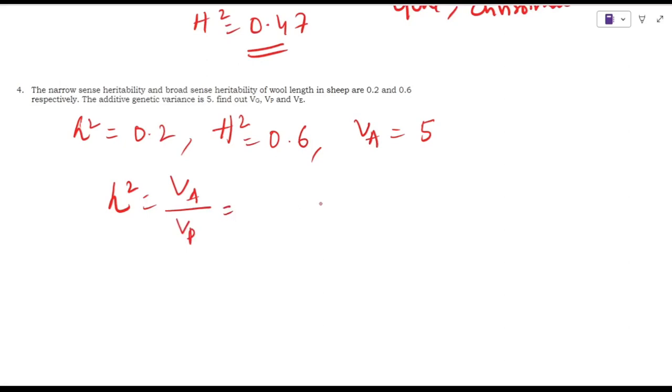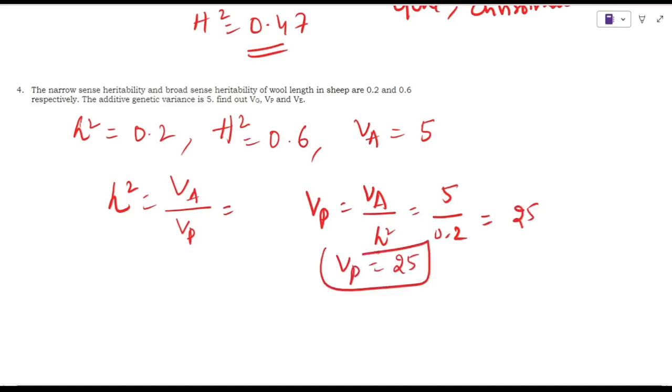So in that, Vp is equal to Va divided by h square. Va is equal to 5, and h square is equal to 0.2, and the Vp value is calculated like this. Vp is equal to 25. Vp is 25.